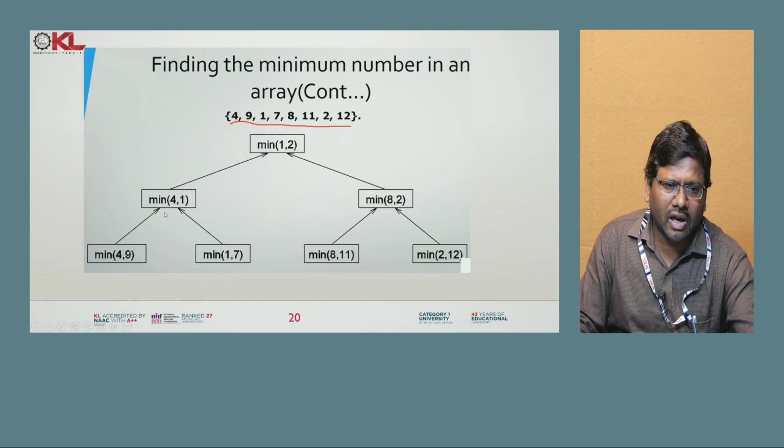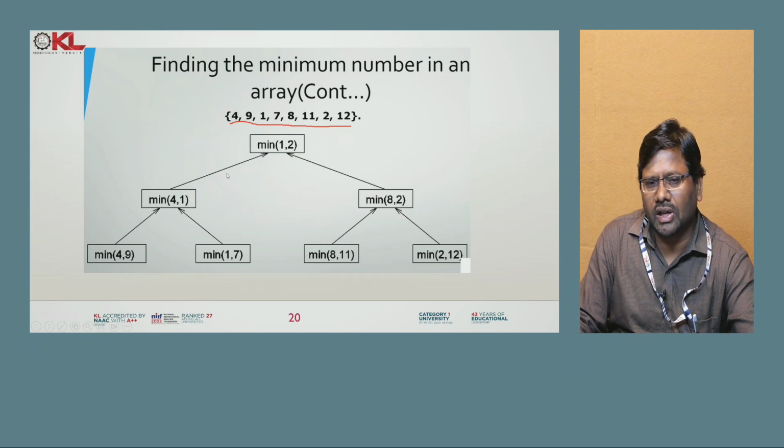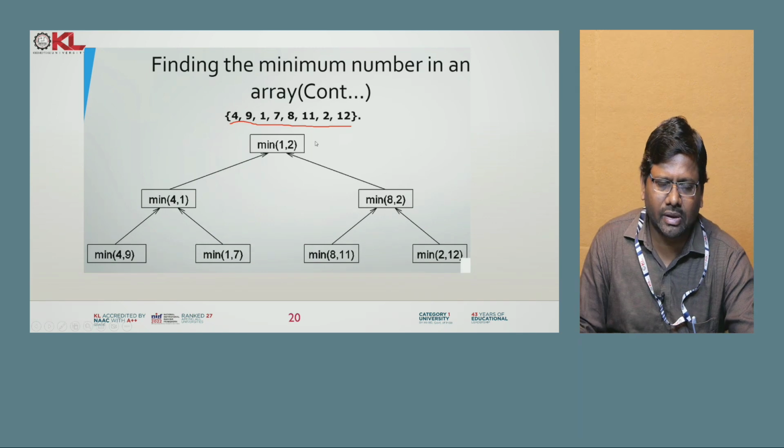What is the minimum of 4, 9? That is 4. What is the minimum of 1, 7? That is 1. Again we find the minimum of 4, 1. What is that? 1. If we consider another partition, minimum of 8, 11 is 8, and minimum of 2, 12 is 2. Again the minimum of 8, 2 is 2. So what is the minimum of 1, 2? That is 1.